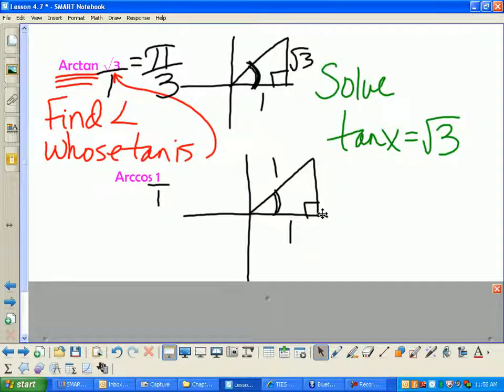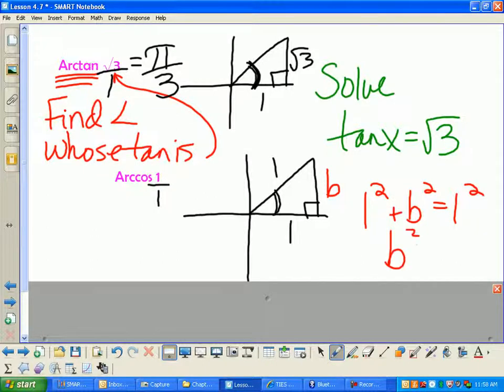So since I don't recognize that triangle, I'm going to find the third side by doing the Pythagorean theorem. I'm solving to find the third side to help me recognize the triangle. I subtract 1 from both sides, and I find out that my third side is actually 0. So if my third side actually is 0, that means to get to this point, I go over 1 and I go up 0. That means I'm really right there. Therefore, the angle measure is 0.